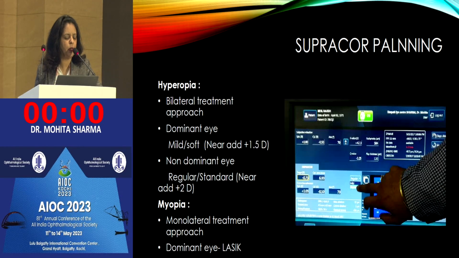The treatment is planned such that if it's a hyperopic patient, a bilateral treatment is planned, which means that in the dominant eye, a mild or a soft treatment is done, where a plus 1.25 to plus 1.5 power is given, and in the non-dominant eye, a more regular or a standard treatment is done, which means that eye has a near vision power of around plus 2. So dominant is always made better for distance, and non-dominant is made better for near. And when the patient sees with both eyes, the patient is a happy patient for distance as well as near.